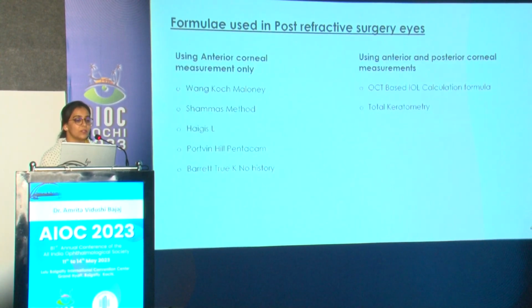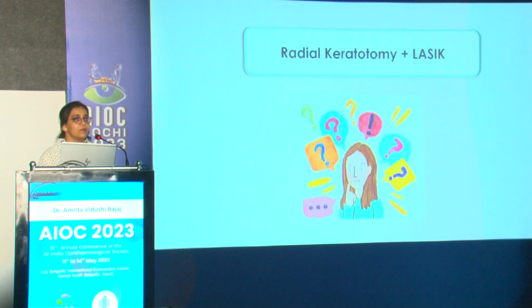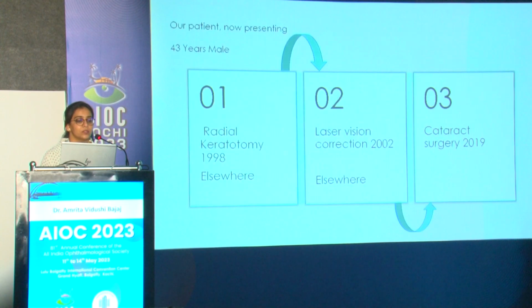Now, there are various formulae which have been used in post-refractive surgery eyes. Some of them use the anterior corneal measurements only, and some use both the anterior and the posterior corneal measurements. And now we have web-based calculators like the ASCRS calculator, which gives us a wide range, whether we are going to operate on a patient with a prior myopic LASIK, a prior hyperopic LASIK, or a prior RK. But again, we have no set of formulas which helps us define what to do in patients with post-radial keratotomy along with LASIK.